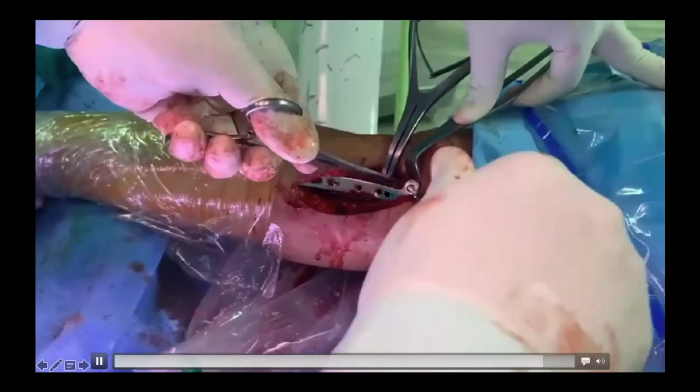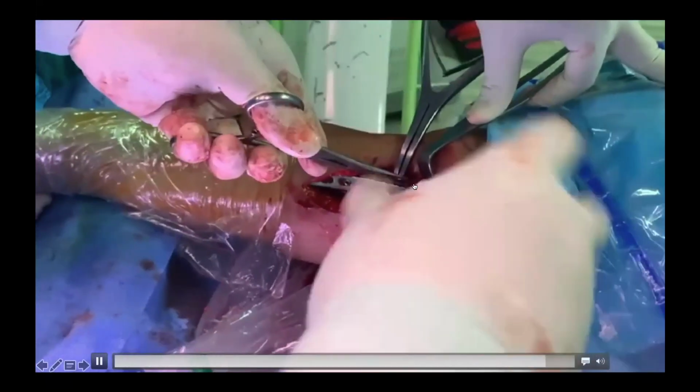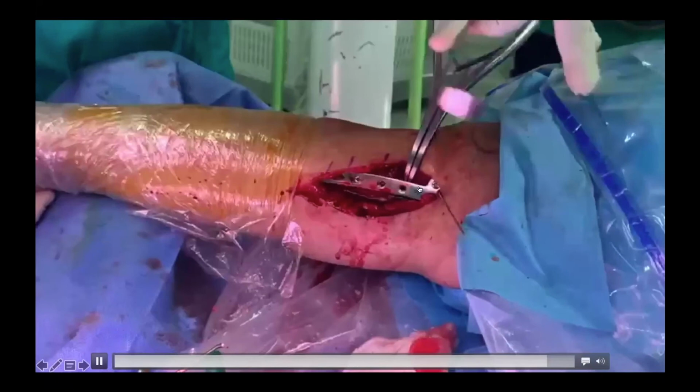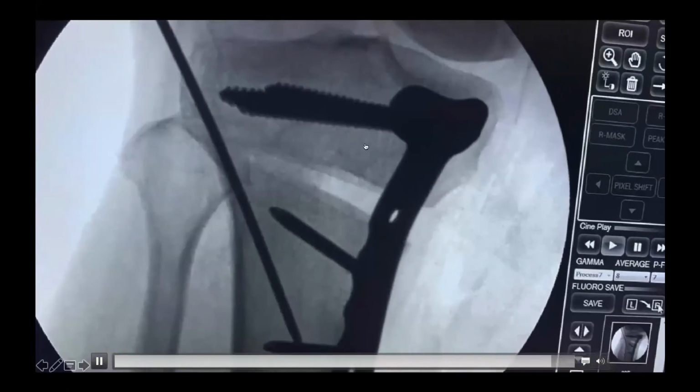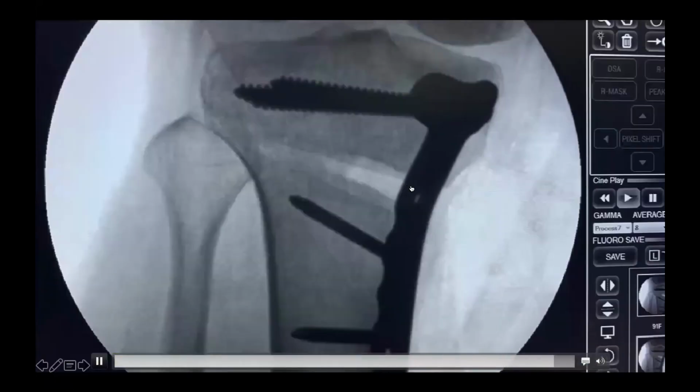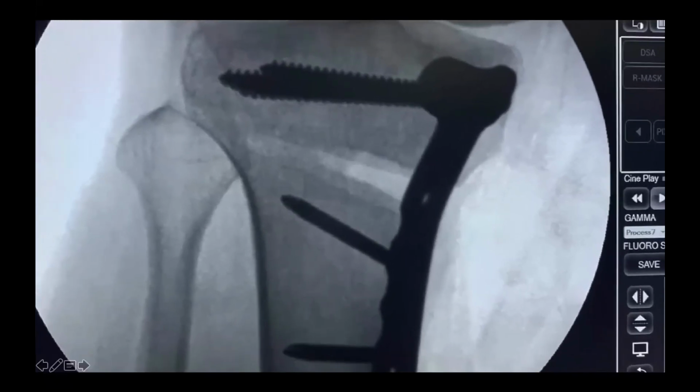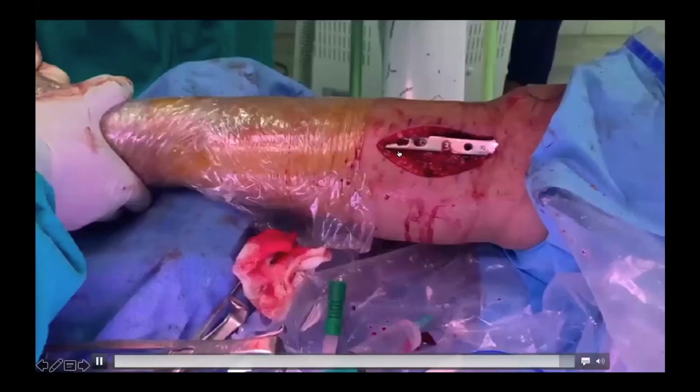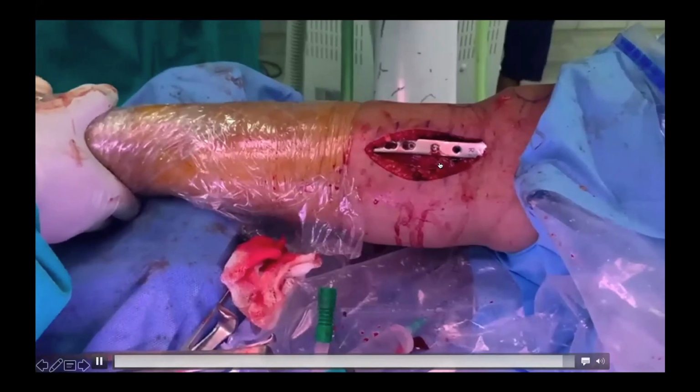While doing so, you just give a tuck into the MCL, the proximal fragment of the MCL. However, you do not repair that. And this is how the C-arm looks after removal of the hinge wire. And this is at the end of the surgery.